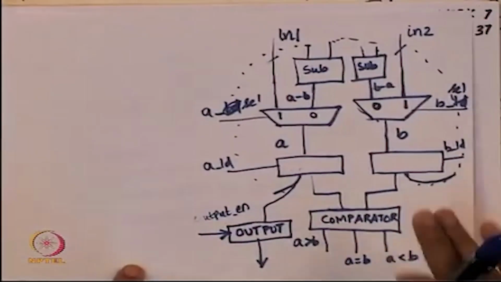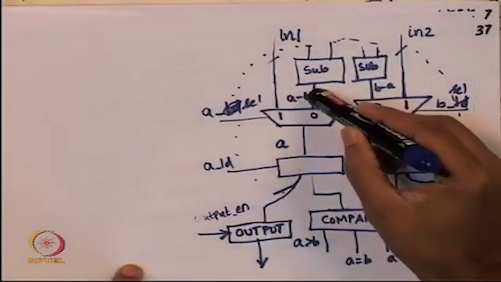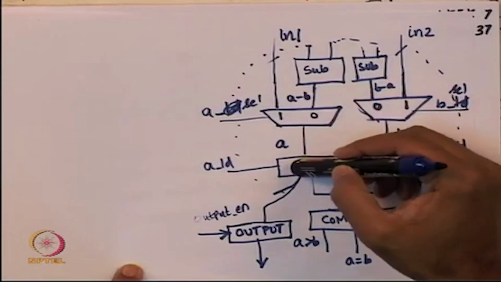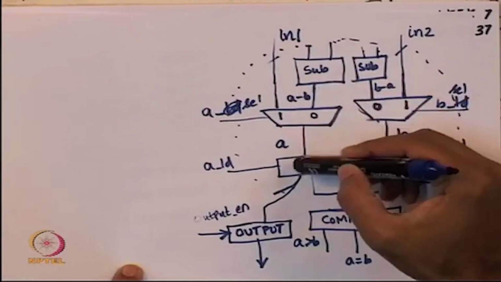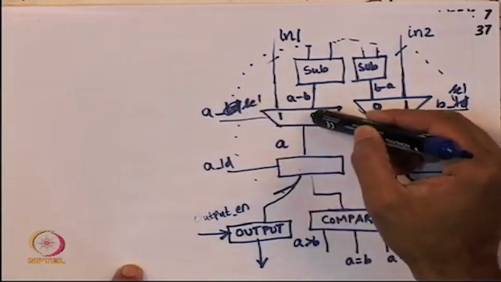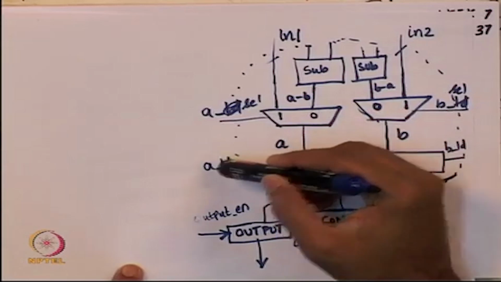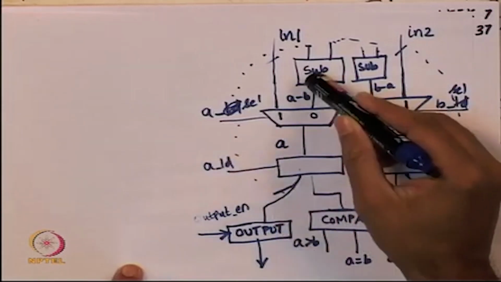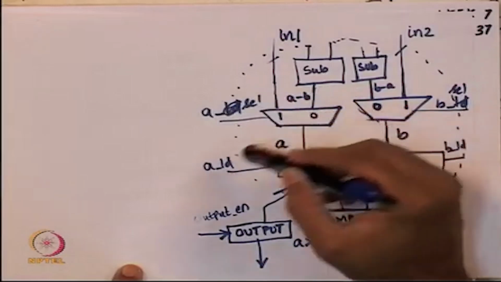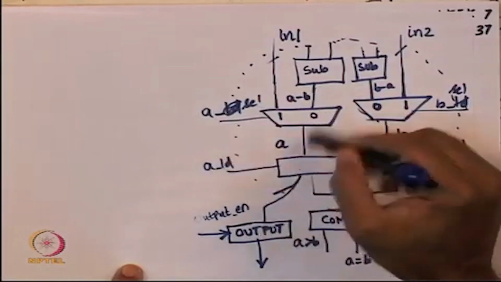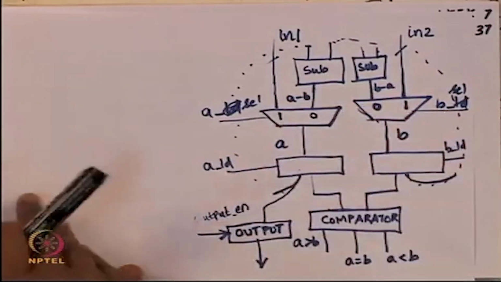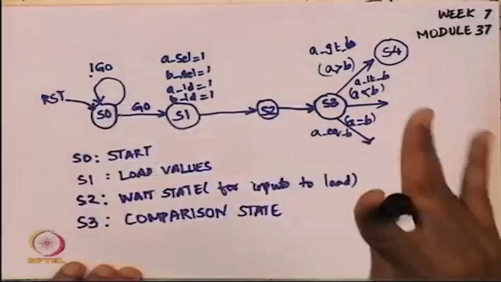So, in the data path I have A minus B here. I want to take A minus B and put it into A. If I want to do that, then A select must be 0 and A load should become 1. So, these two conditions must be there. I should make A select equal to 0 and A load equal to 1, so that the result A minus B gets registered into this one. So, that is what I am going to do now.